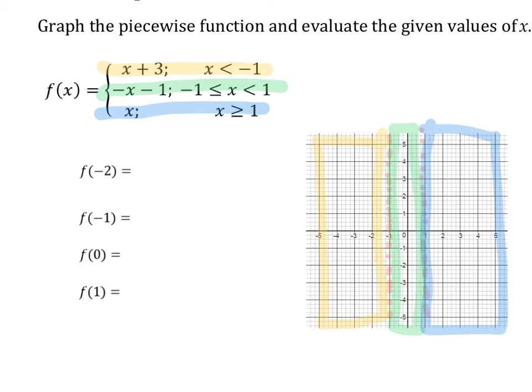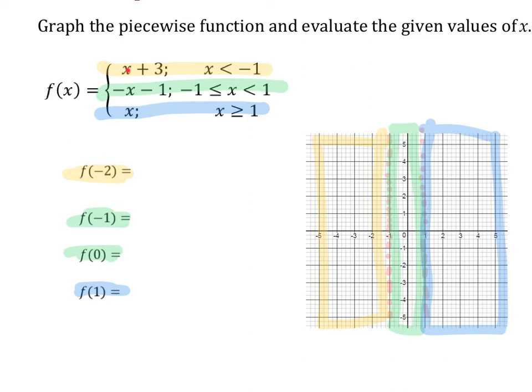For all of these functions down here, we need to pay attention to what is our x value input, and based on which category it falls into, that'll determine which function rule we're going to follow. So -2 is clearly less than -1, so that would be yellow. -1 would actually follow the green rule, because -1 itself is not included in the yellow; it doesn't have the or equal portion, but it does right here. 0 would also fall in this region, and then +1 would be in the blue.